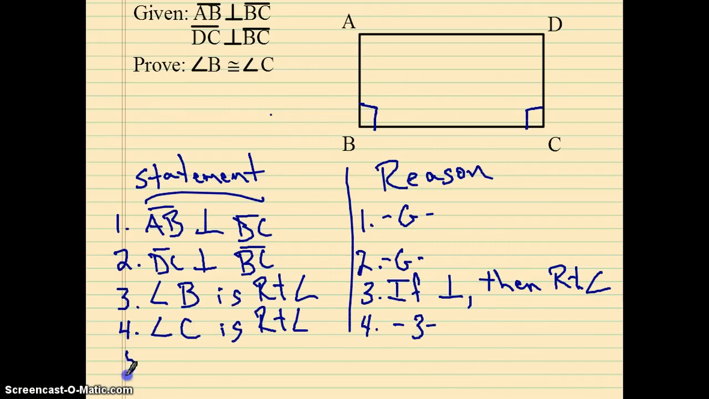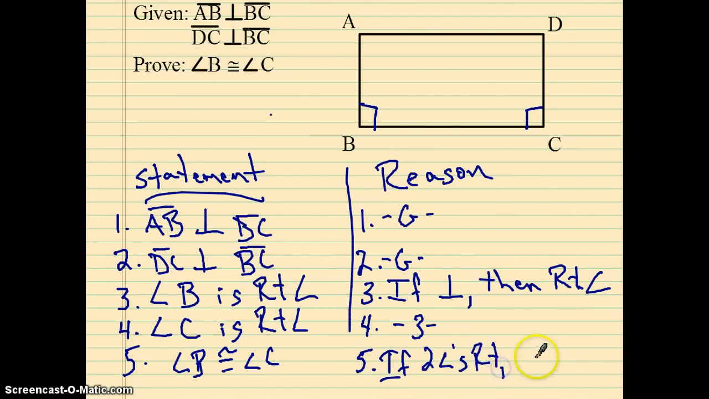It's up to you. And now we can jump right to our conclusion that angle B is congruent to angle C. Why can we say that? Well, we know that B is a right angle, C is a right angle, and we know the very first theorem: if two angles are right, then they are congruent. So right there in 5 steps, we were given 2 pieces of information. We proved 2 angles congruent by using our new definition of perpendicularity and the first theorem we were given, that right angles are congruent.